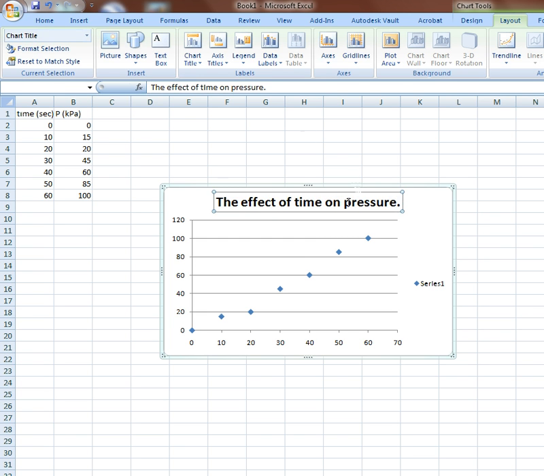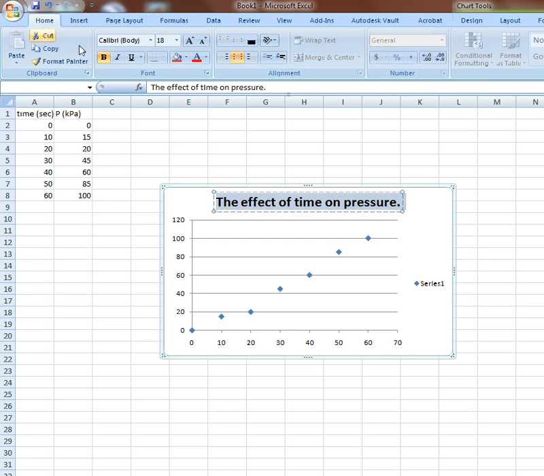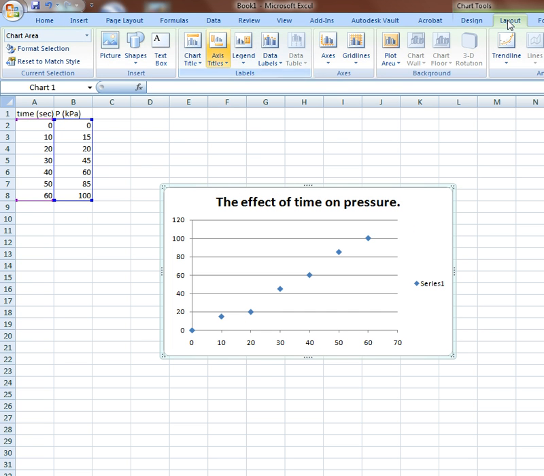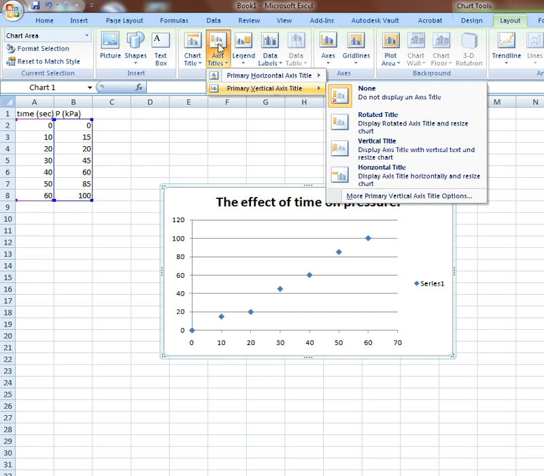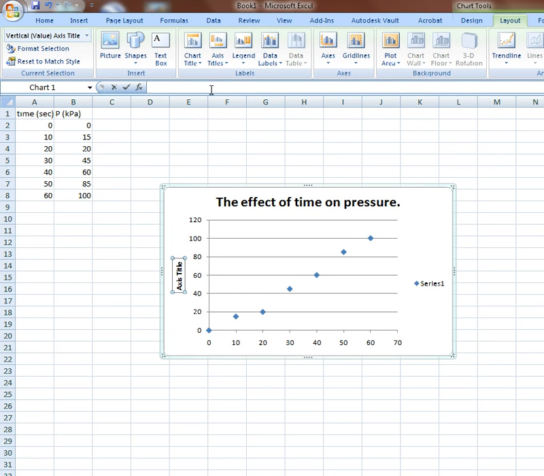Enter, and there it appears, and you can highlight it and play with all kinds of fonts and stuff in the Home tab. But we'll move on. Again, back to Layout. Axis titles. The vertical axis, you want to do, in general, just a rotated title. Okay, that'll look good. And we'll do pressure.